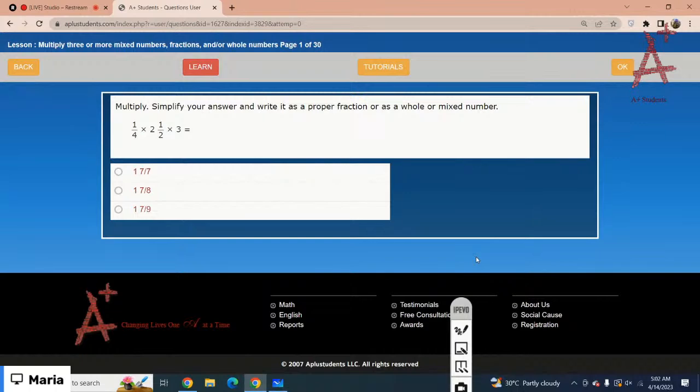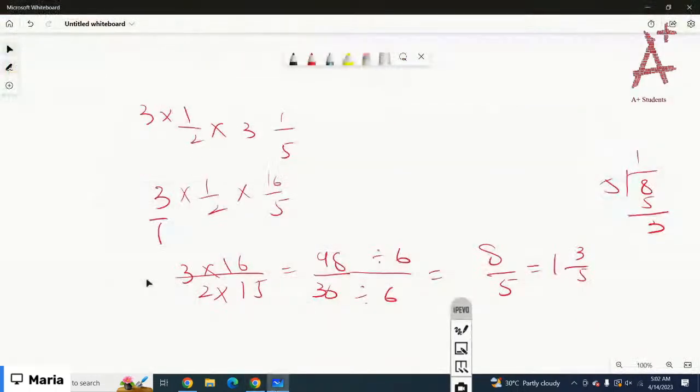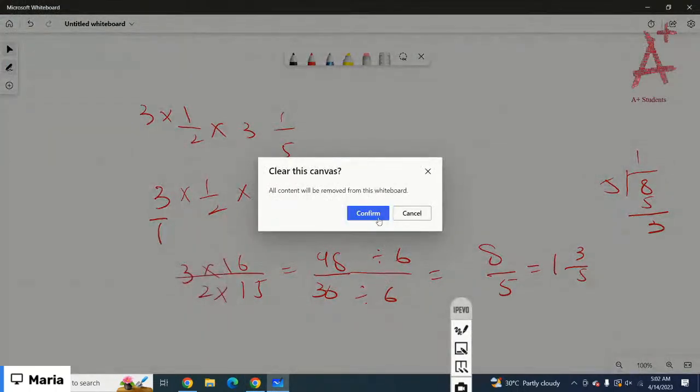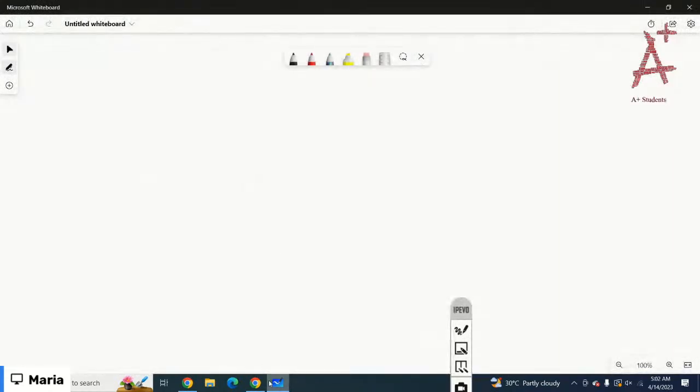So it would be 1 over 4, 2 whole 1 over 2 times 3. Got it?